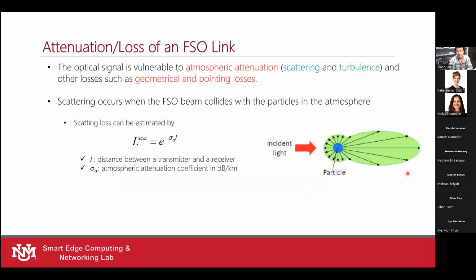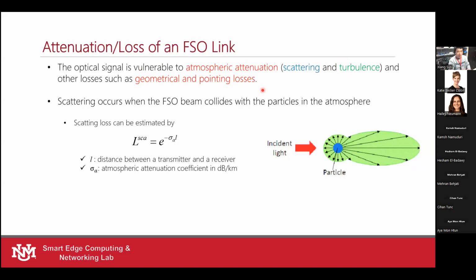Different from the traditional wired network, where the optical beams propagate through fibers, we are very familiar with optical fiber communication. But in free space optics, the optical beams propagate through the atmosphere, so the optical signals may suffer from different types of attenuation. In general, there are four types of attenuation that degrade the performance of FSO communications: the scattering loss, turbulence, geometric loss, and pointing loss.